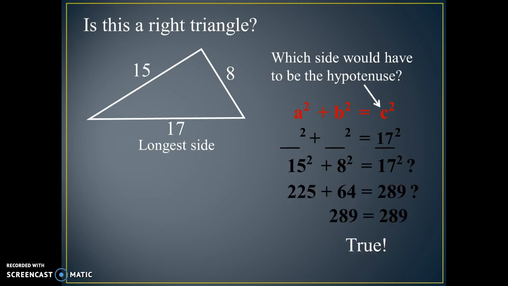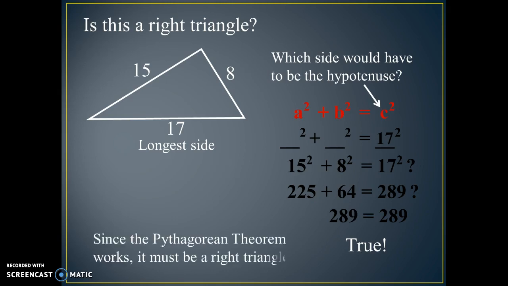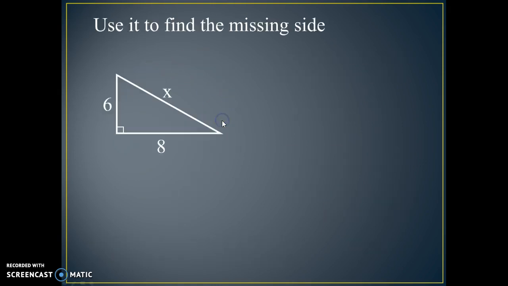And what do you know? It's true. The conclusion: since the Pythagorean theorem works, it must be a right triangle, and you can state that the side opposite the right angle is the longest side, 17, and label the right angle up on top.